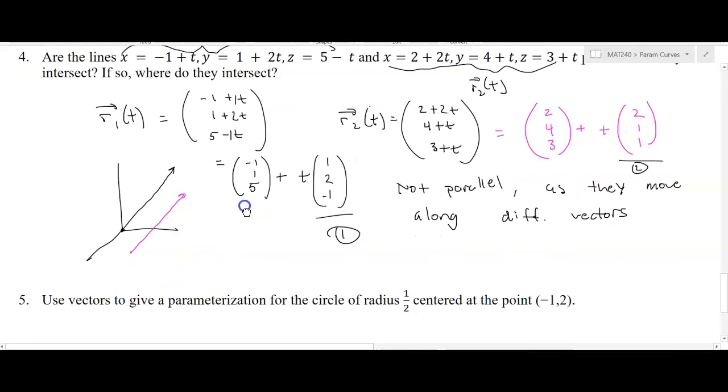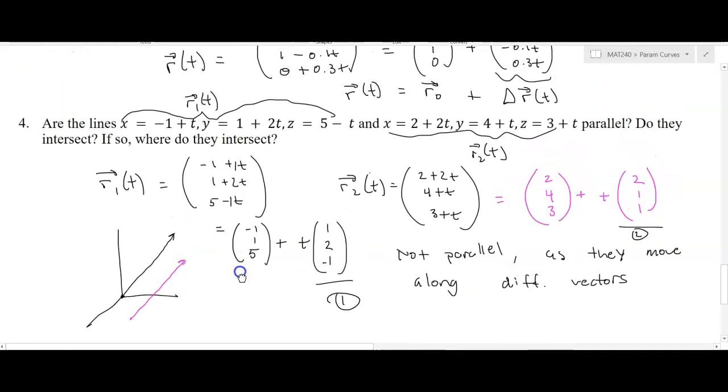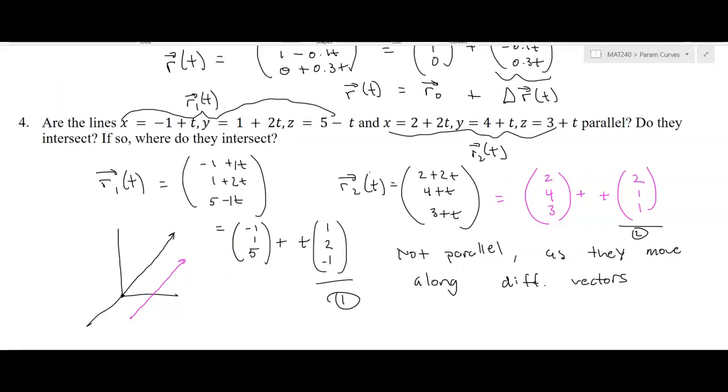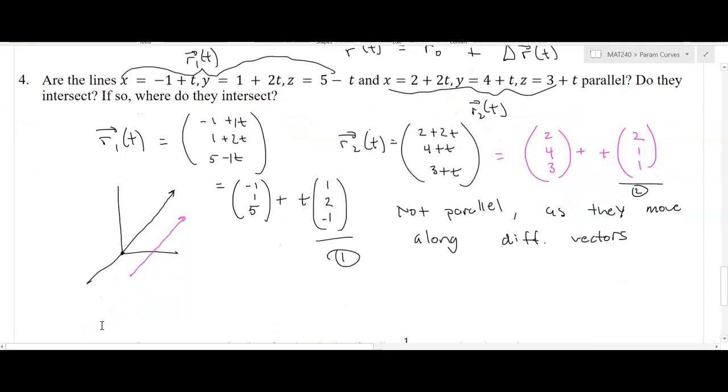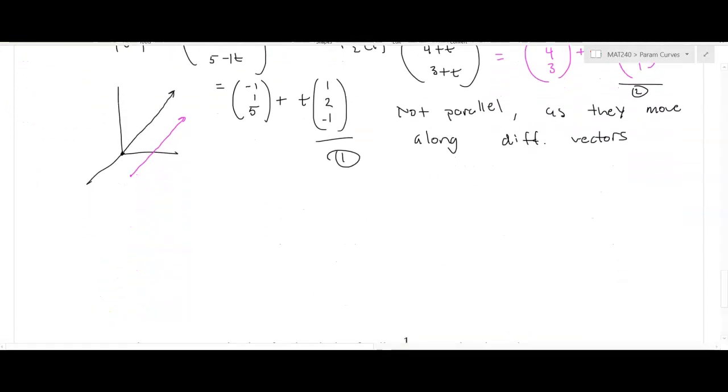And lastly, we want to know, will these ever intersect? So how would we solve a problem of whether vectors ever intersect? Well, what I'm really asking for is, if they do intersect, then they should be at the same position at the same time. So R1 of t should equal R2 of t. And I'll put a question mark above there. Do they ever equal each other?